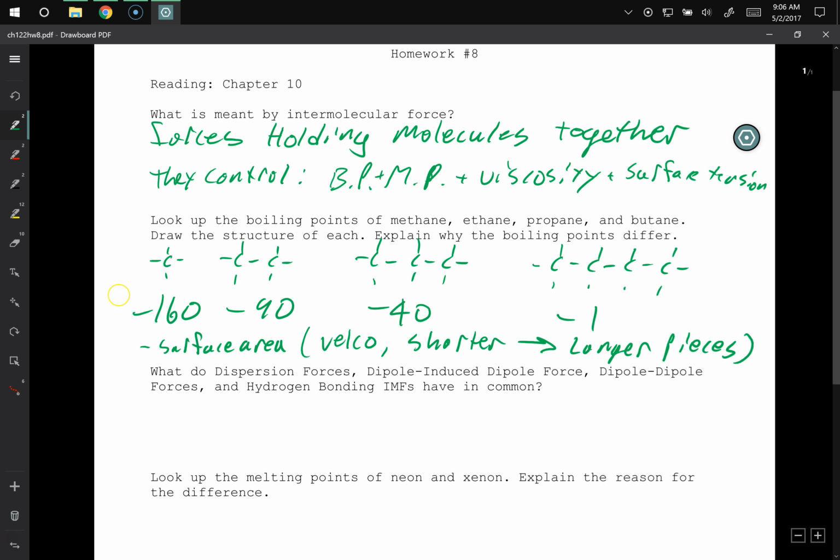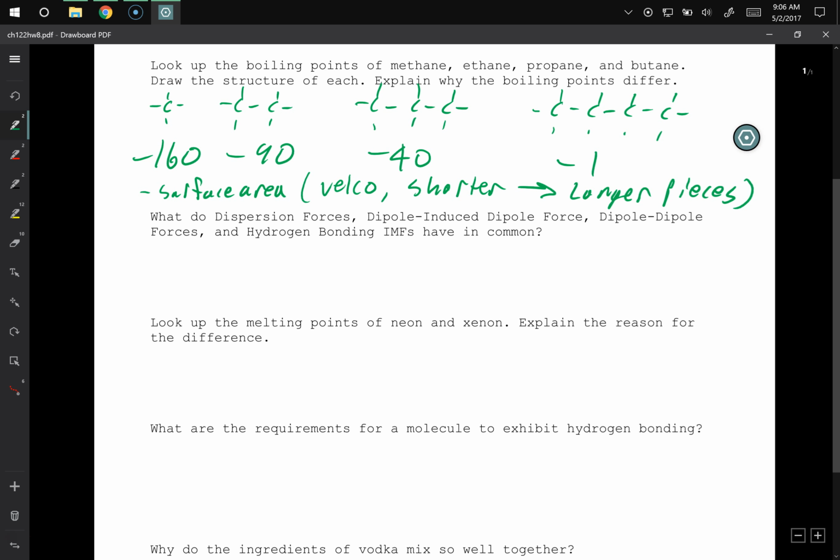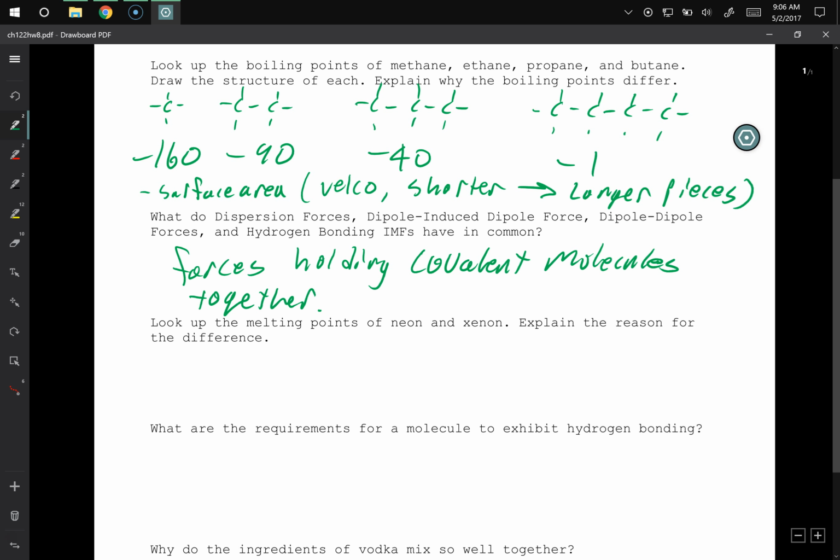Okay. What do dispersion forces, dipole, induced dipole, dipole, and hydrogen bonding intermolecular forces have in common? Yeah, these are forces. These are the forces that hold covalent molecules together. Look up the melting points for neon and xenon. What's the difference between these two? Neon looks like it's about negative 250, and the xenon is about negative 110. So why does xenon have such a higher boiling point or melting point?